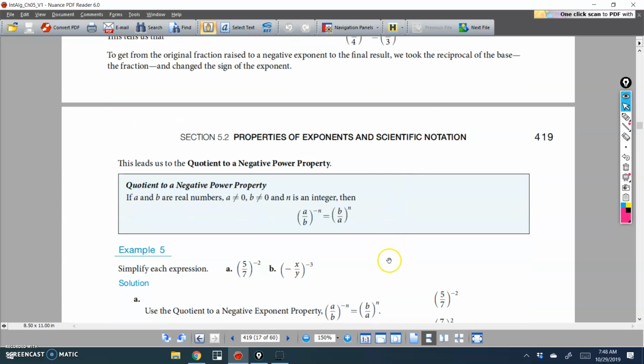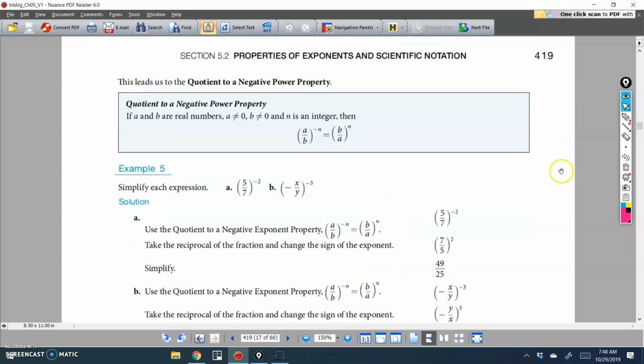Let's go to our next property. So if we have a quotient to a negative power, this is really nice. We just flip the whole thing. Okay, so if we have a fraction, or what we call a quotient, to a negative exponent, so notice it was a over b, now it's b over a to the positive.